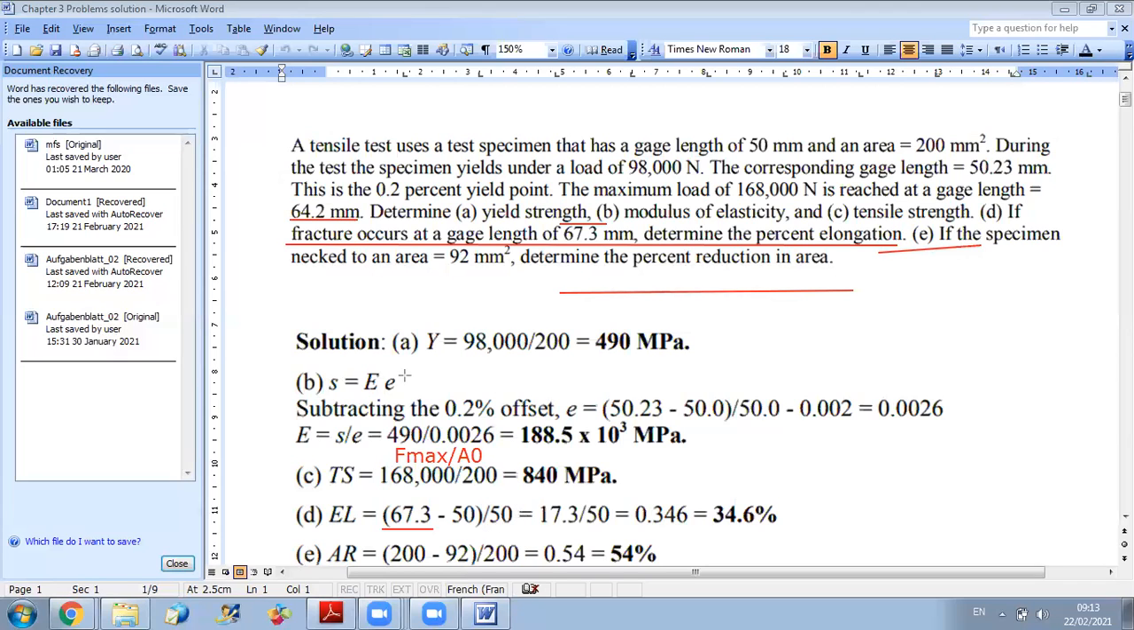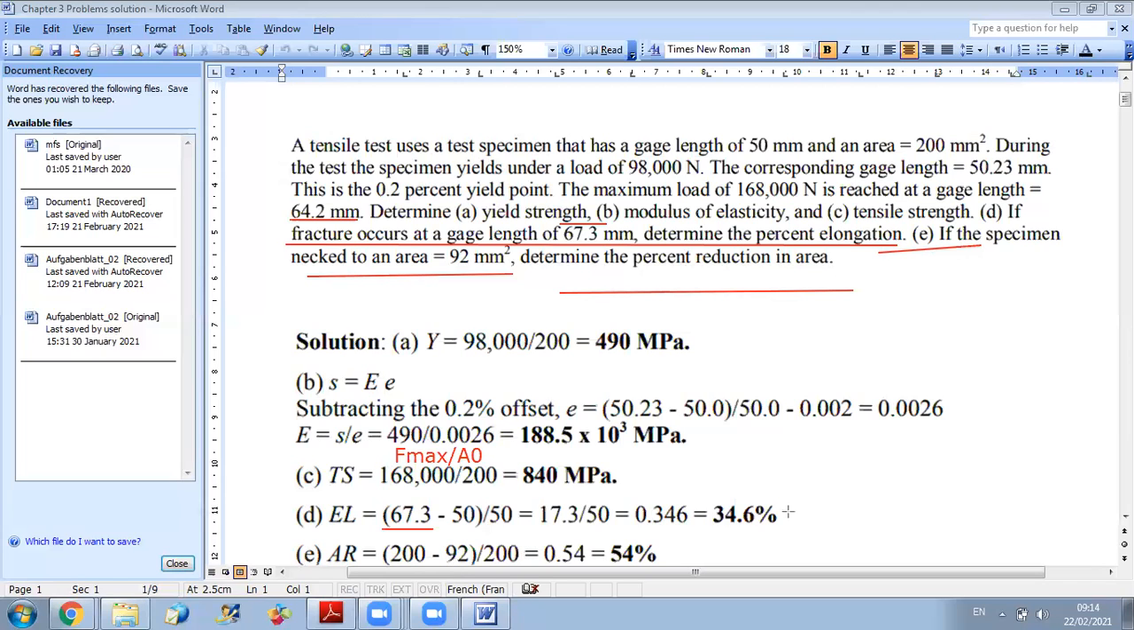And finally, the percentage of reduction in area. To find it, we apply the formula: initial area minus final area, over initial area, times 100. The final area is given here. The specimen area is 92 square millimeters at the final state. So we can just replace in the formula and we get the percentage of reduction in area.